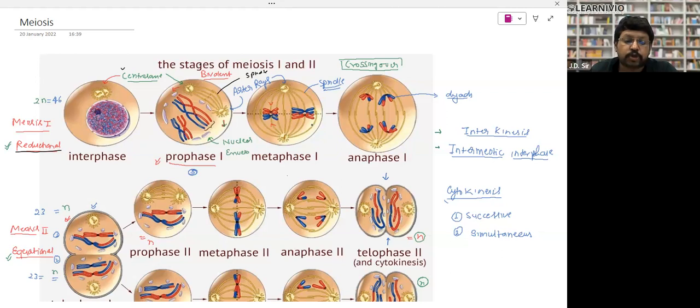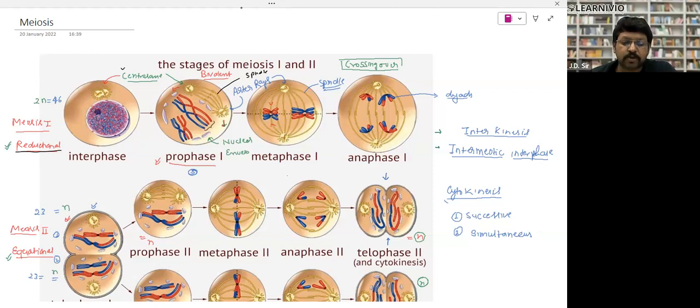Remember, in mitosis there is a single chromosome, so we call that monovalent. Here, two chromosomes come together in a pair. We call this structure bivalent. So in prophase of meiosis, bivalent formation takes place, while in prophase of mitosis only monovalent formation takes place. That is the first difference between meiosis and mitosis. Now, in prophase first, spindle fiber formation starts, and these structures are called aster rays. Aster ray formation takes place.